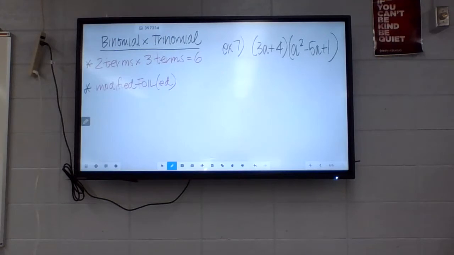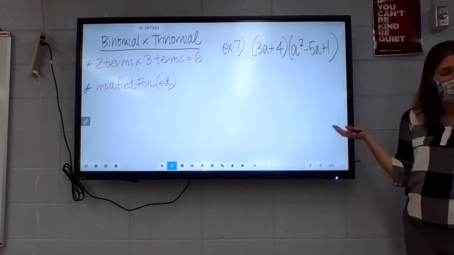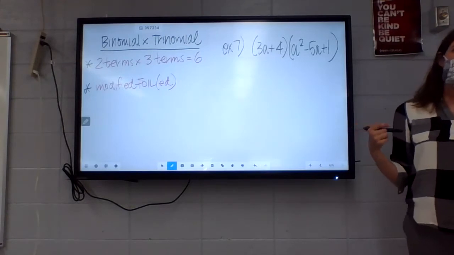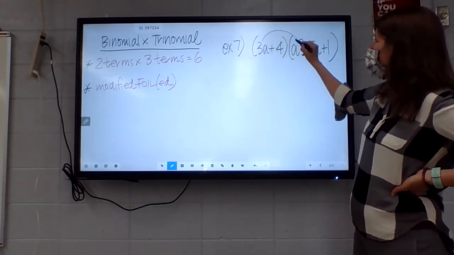So if you stay organized, this way works pretty well. I will show you another method that I call the rectangular method, not a really fancy name because it looks like a rectangle. But I'll show you that method as well. You might like that for this one. So the modified FOIL is basically, I can't really use the letters all that well.